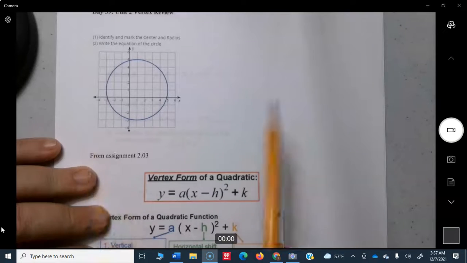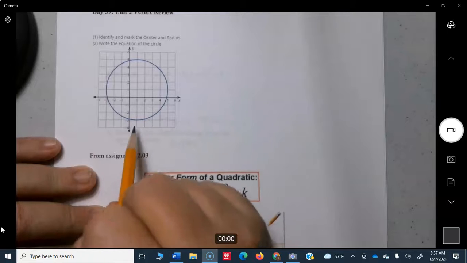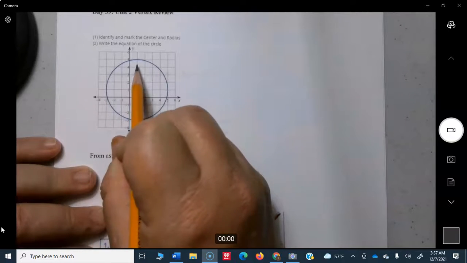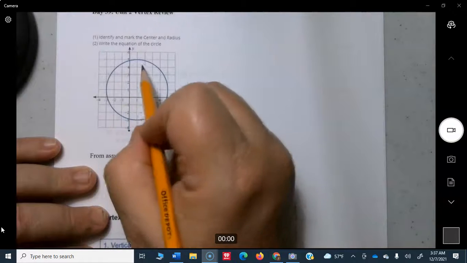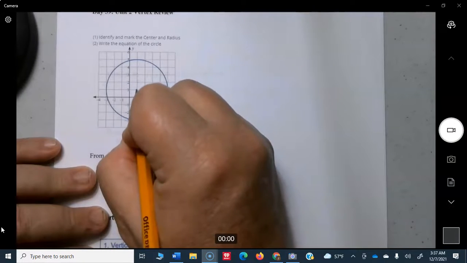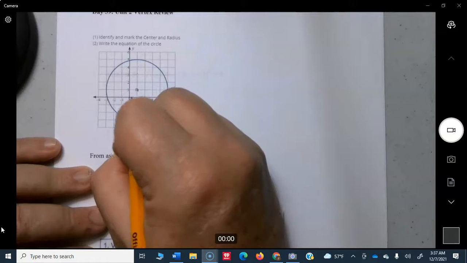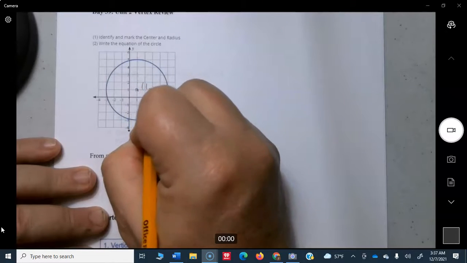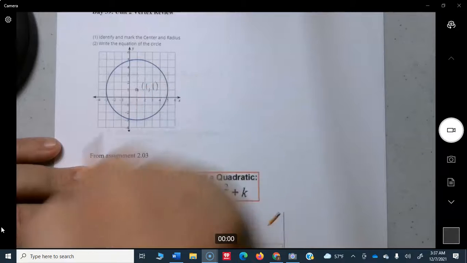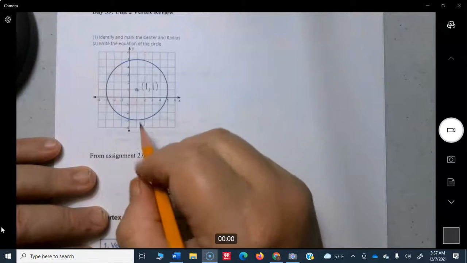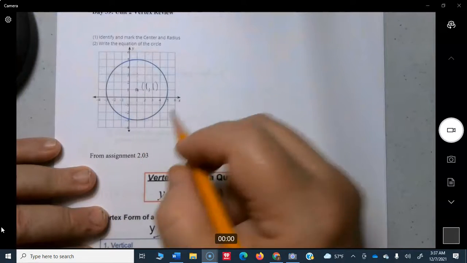Okay, so again, we have to find the center of the circle. So we come to the bottom here and we count 1, 2, 3, 4, 5, 6, 7, 8. That means the center is 4. 1, 2, 3, 4. Okay, and that point is 1 to the right and 1 up, so it's +1 on the x-axis, +1 on the y-axis, 1, 1. Okay, and so it has a radius, we just said, of 4.